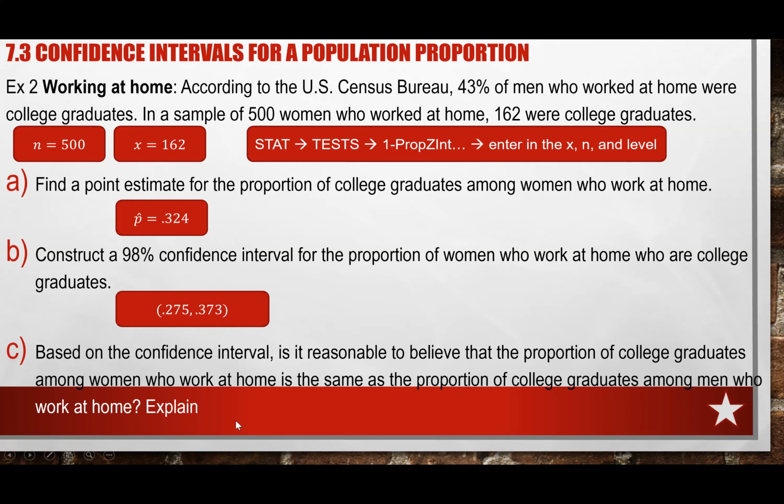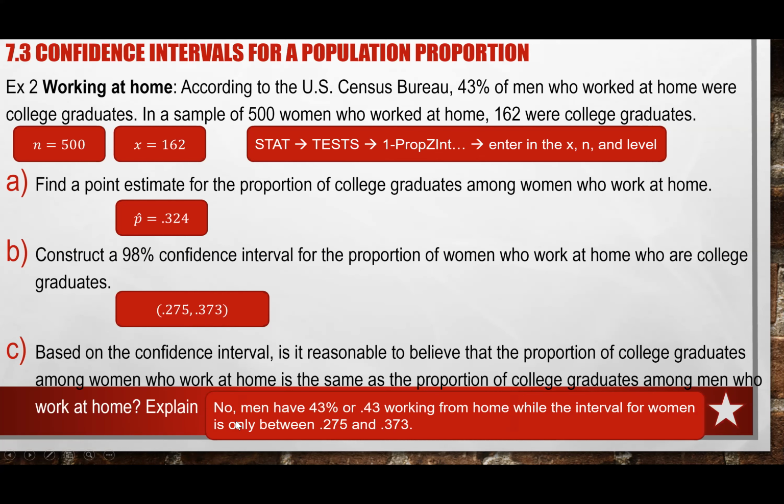So as you're looking at this, the answer is no. The men have 43%, which is not within the interval that we estimate for the women. The 43% is greater than the 37%. So in this case, the percentage does not fall under the assumption or the estimate that we have. So in this case, it's no.